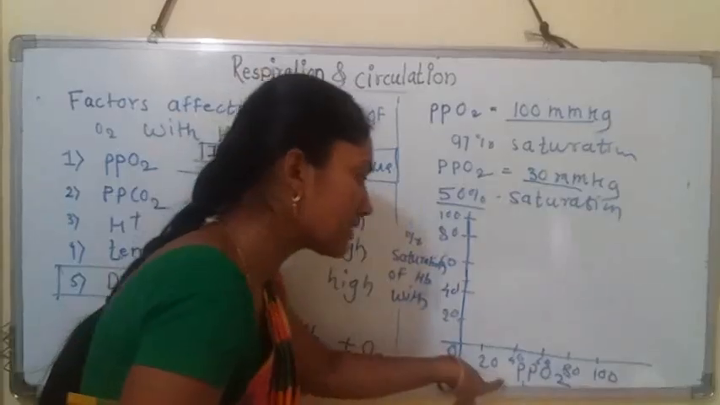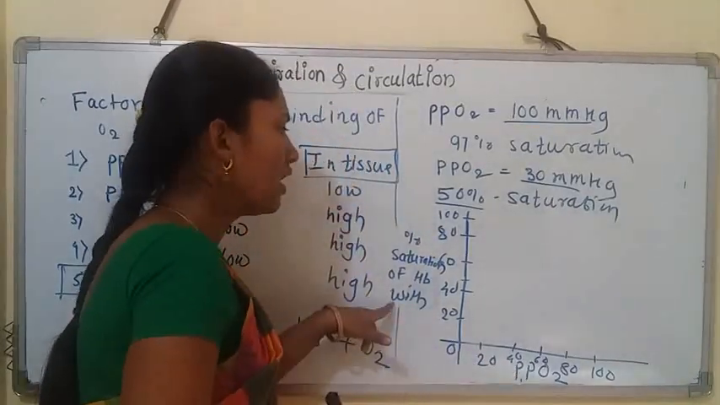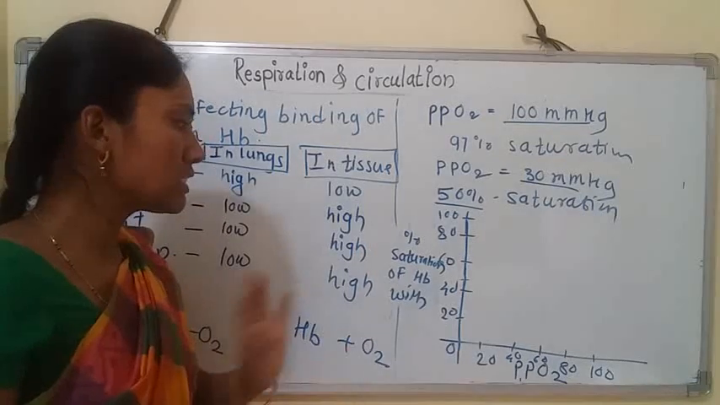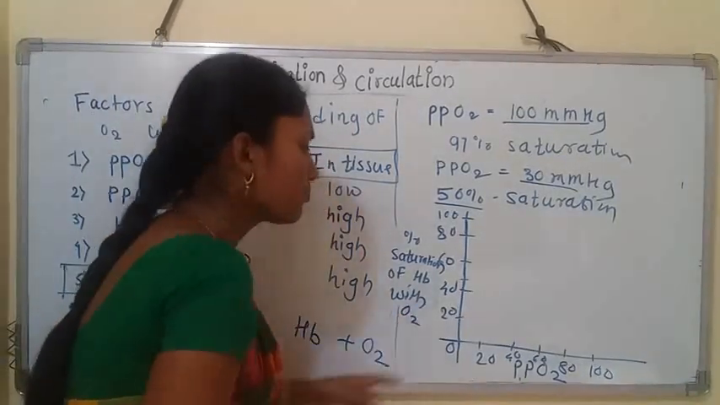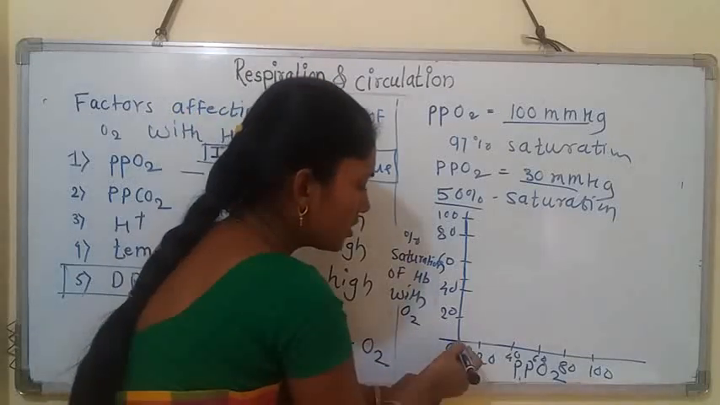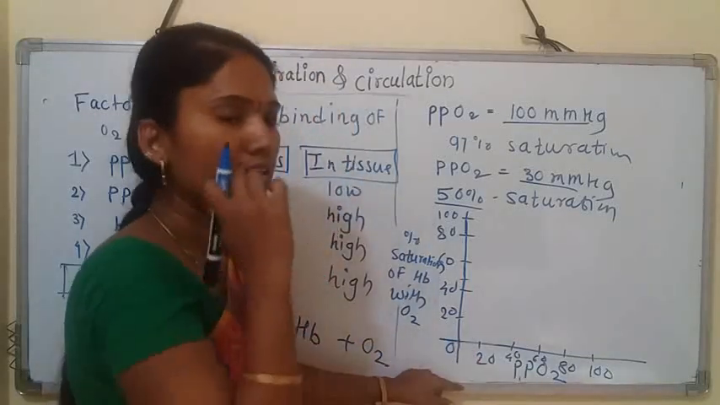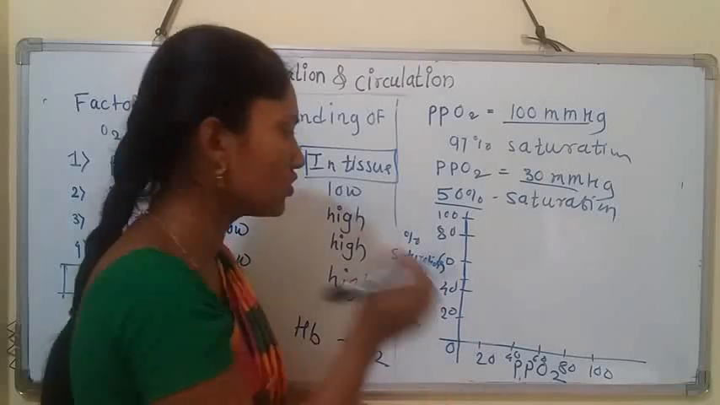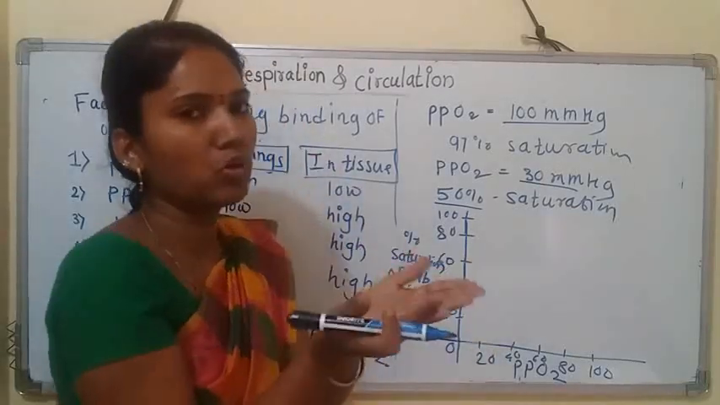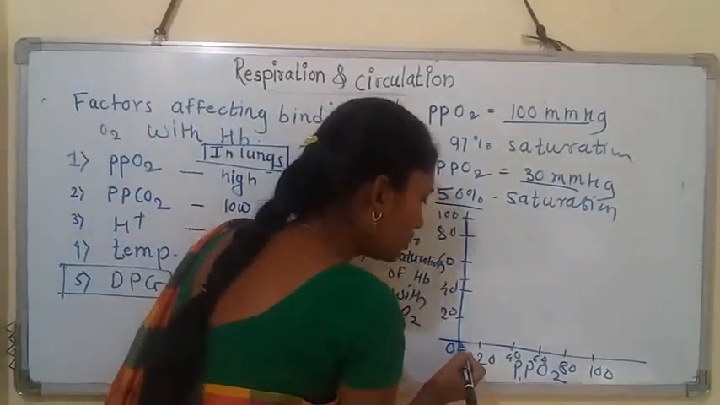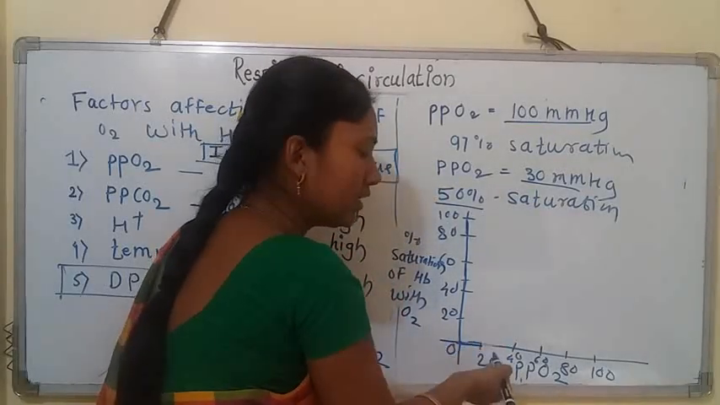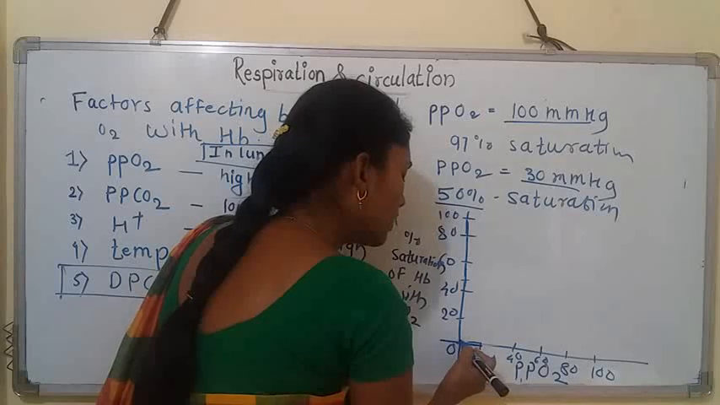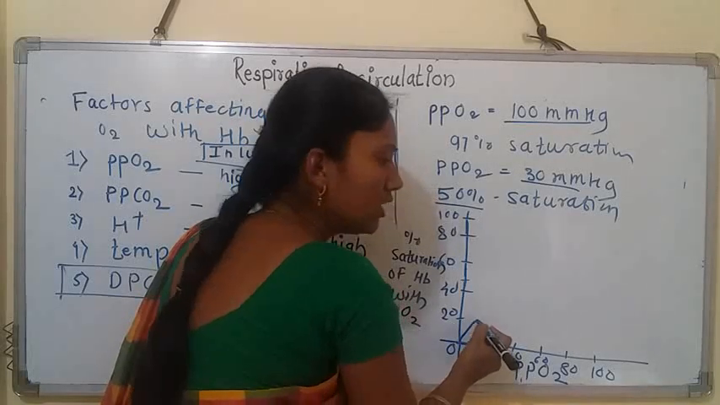So on the x-axis they have given partial pressure of O2, and on the y-axis they have given percent saturation of the hemoglobin with oxygen. See, if initially there is 0 partial pressure of oxygen, then there will be no binding of hemoglobin and oxygen. As you go further, if partial pressure of O2 increases up to 20, then binding of the hemoglobin and oxygen will also increase.